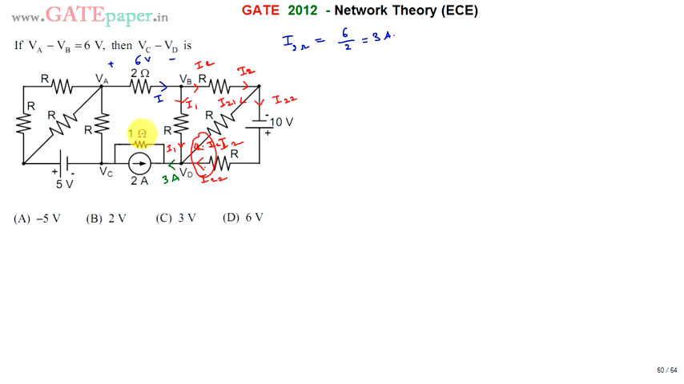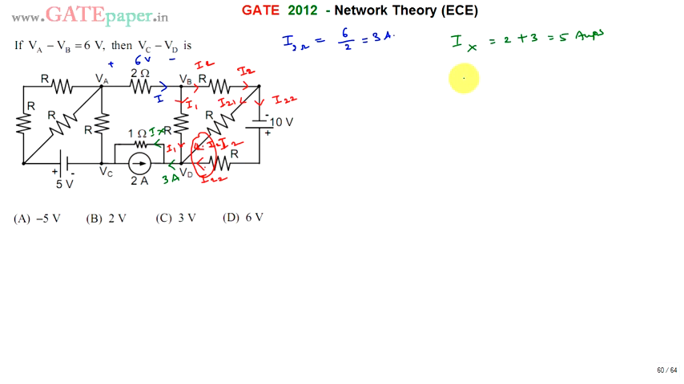Now what is the current flowing through this 1 ohm? Say it as Ix. Ix is the current flowing through 1 ohm. So apply KCL at that node. From that you can say Ix is equal to minus 2 plus 2 plus 3. Ix is equal to 2 plus 3, which is nothing but 5 amperes. Ix is equal to 2 amperes plus 3 amperes, total is 5 amperes.